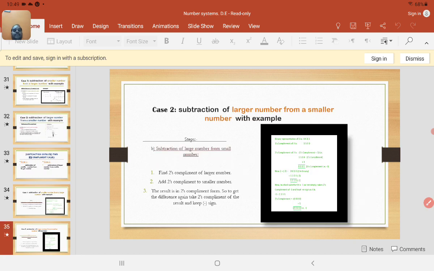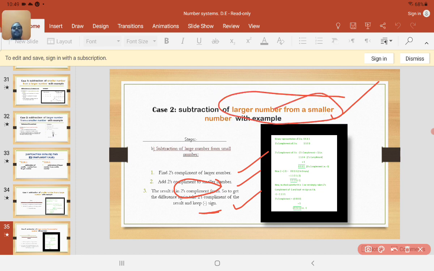Next, case 2. In the case of the 2's complement also we are subtracting the larger number from the smaller number. So in this case, first we have to find the 2's complement of the larger number, add the 2's complement of the larger number to the smaller number, then the result is in 2's complement form. So to get the difference we have to again take the 2's complement of that result and keep the negative sign, because we are subtracting the larger number from the smaller number. We have to remember this: if you are subtracting a larger number from a smaller number, at last you have to put the minus sign in the result.